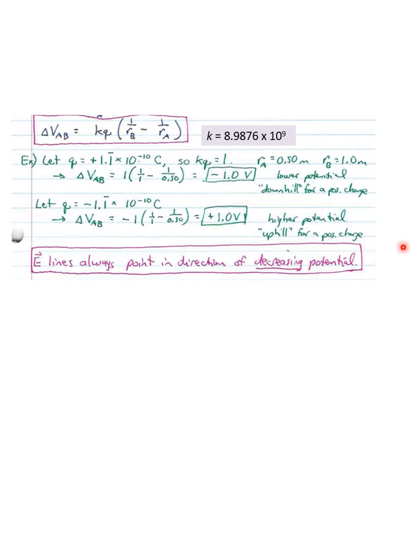Now let's say we have a negative charge, negative 1.1 times 10 to the negative 10 coulombs. And what that means when we plug in the numbers, we want to go from a close distance to a far distance. So from 0.5 to 1 meters, well, that's going to be an increase of 1 volt if you do the math. And it's going to higher potential. And higher potential, think of it as going uphill for a positive charge. And just to remind you, electric field lines always point in the direction of decreasing potential.